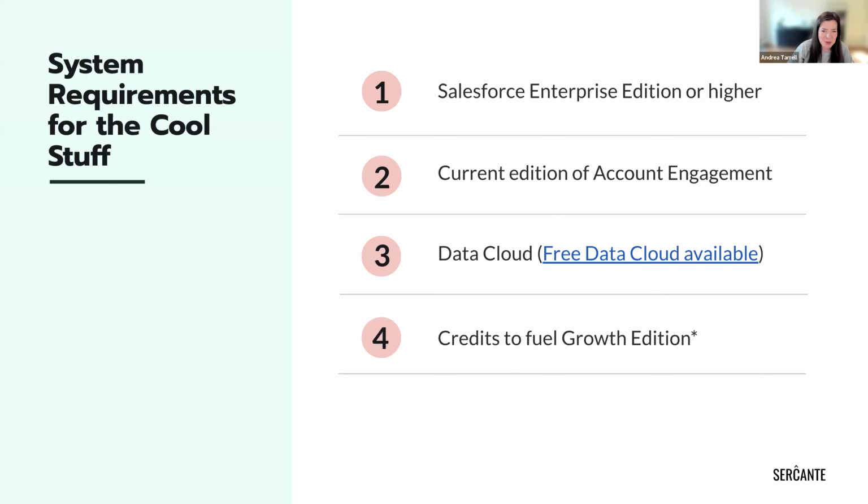And before we start showing you some cool stuff, these are the system requirements to enable the new growth features if you're an existing Pardot customer. So Enterprise Edition, current SKU of Pardot, enabling Data Cloud, so just turning it on with the free Data Cloud SKU, no massive implementation lift there. And then depending on what you want to execute, you may need to also purchase some credits to fuel Growth Edition.